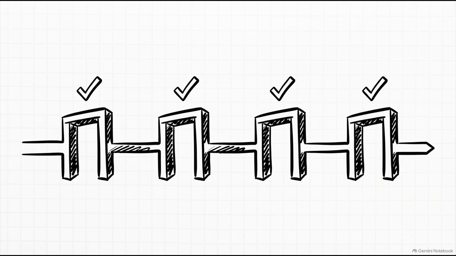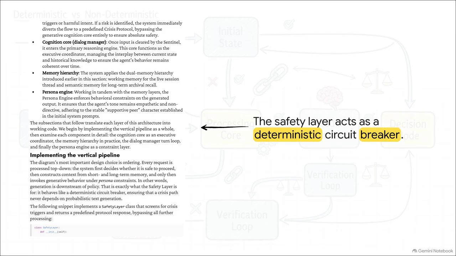Then, post-model checks verify the generated response against your safety guidelines. After that, routing stage checks ensure queries only ever trigger authorized branches. And finally, tool-level checks block unsafe actions right at the point of execution. Notice how in this pipeline, generation is strictly downstream of policy. Every single request is processed top-down.